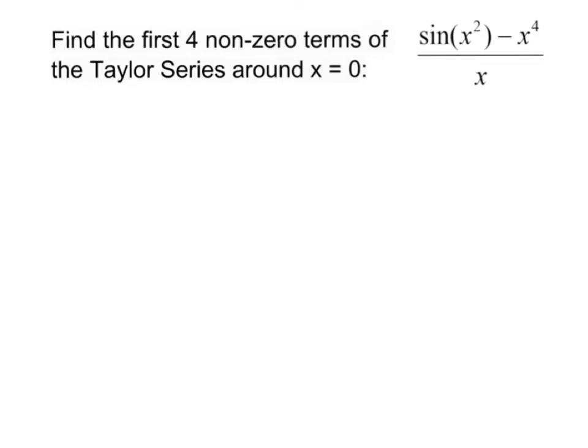Doing something like this is pretty common on the AP exam, saying find the first four non-zero terms of a Taylor series around x equals 0. So this is actually a Maclaurin series because it's about x equals 0. So let's start with just sine.